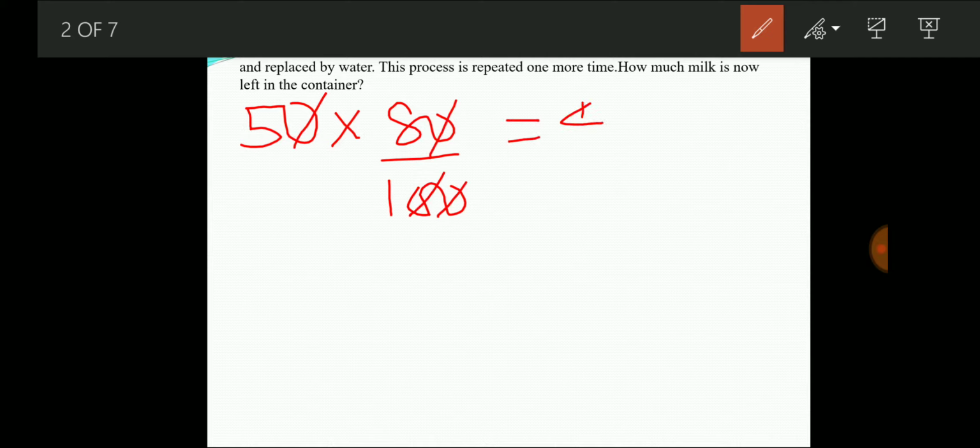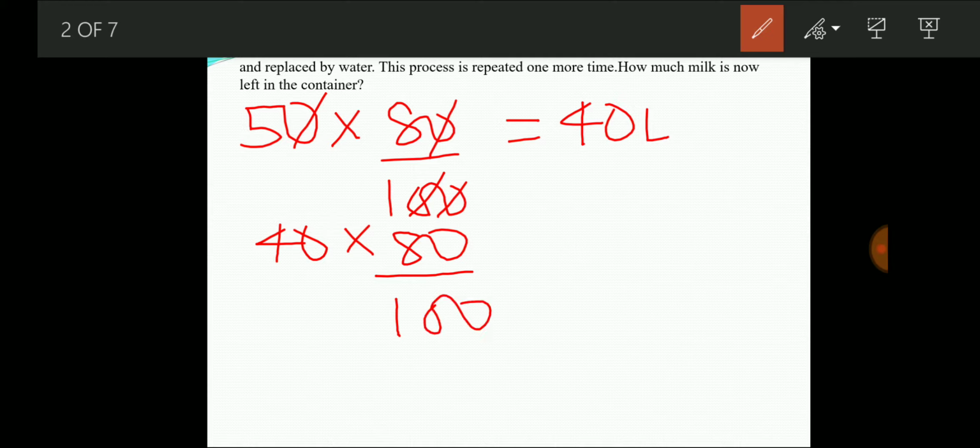Again, in this 40 liters, 20% is removed. So 20% gets removed, again it's going to be 20%. The reason is because 10 liters is getting removed from 50. 10 is 20% of 50, but it is already in the ratio 4:1. Because it's in the ratio 4:1, it gets reduced, and 80% of that value is what we get. So 80 by 100. So our answer is going to be 32 liters.